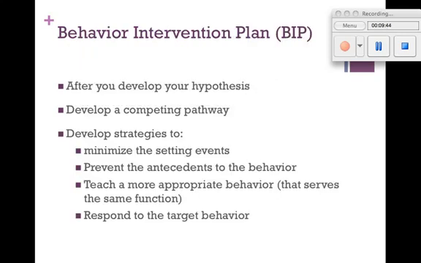We will then use this hypothesis to develop a behavior intervention plan, or a BIP. I'm not going to go into detail about a BIP today in this presentation, but as a brief overview, a behavior intervention plan is to develop a competing pathway. That means it helps you to develop strategies to 1. Minimize the setting events, 2. Prevent the antecedents to the behavior, teach a more appropriate behavior that serves the same function as the inappropriate behavior, and respond to the target behavior. Once this plan is in place, it will help you to address the child's behavior and teach them more appropriate ways of behaving.